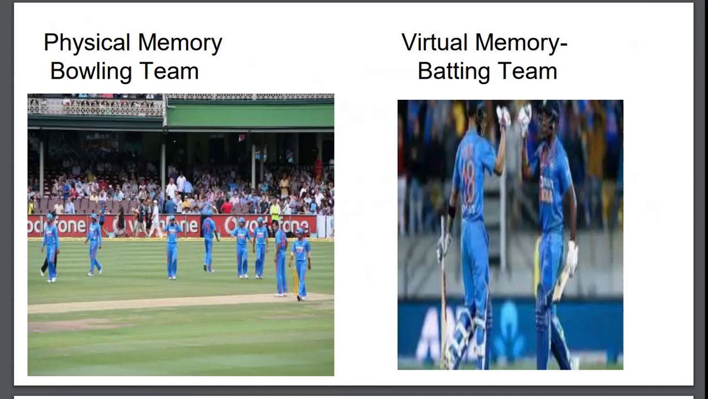So I have illustrated this with an example from cricket. The physical memory is like the bowling team, where everyone in the team has to be present in the field. Whereas the virtual memory is like the batting team, where only those who are playing currently, the one on strike and the runner on the opposite side, are in the field, and the others are outside the field, right? That is how I illustrated virtual memory here.